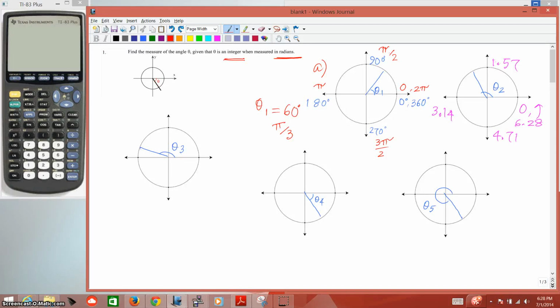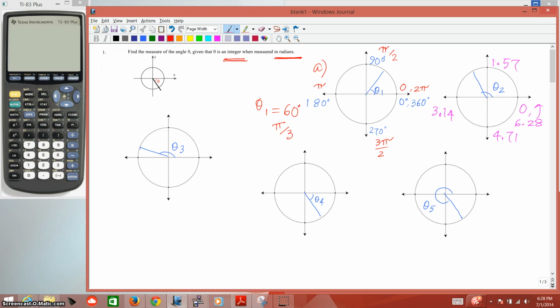Hi, I'm going to work out some of the problems from your non-credit review for test 2. The very first question is: find the measure of the angle theta given that theta is an integer when measured in radians. Before I answer the given question, I'm actually going to work out the concepts first. I want you to pay attention to two important keywords, an integer and the radians.